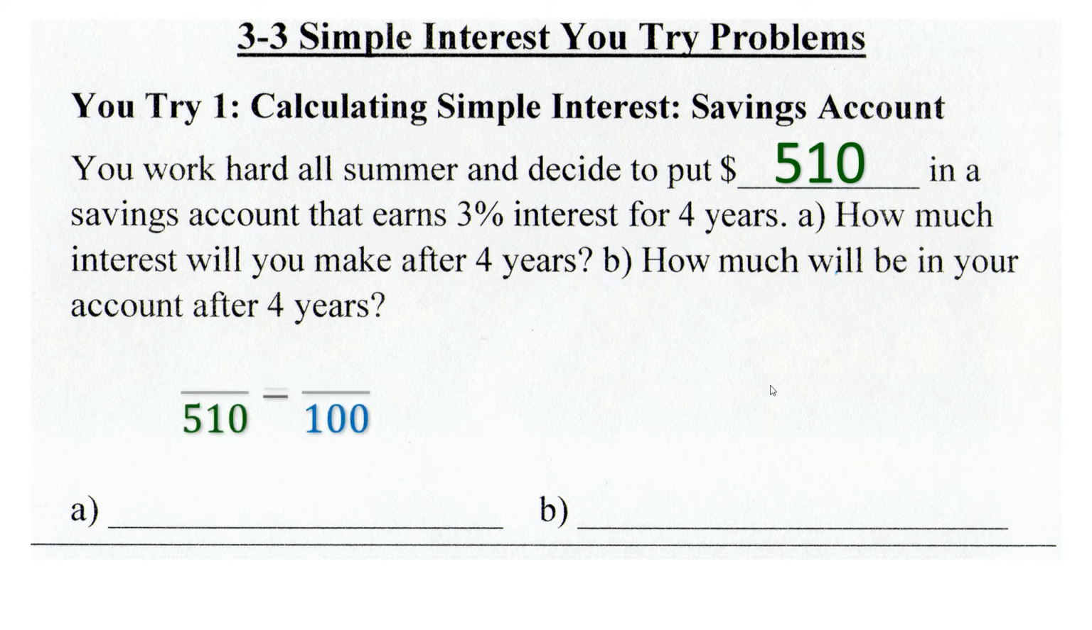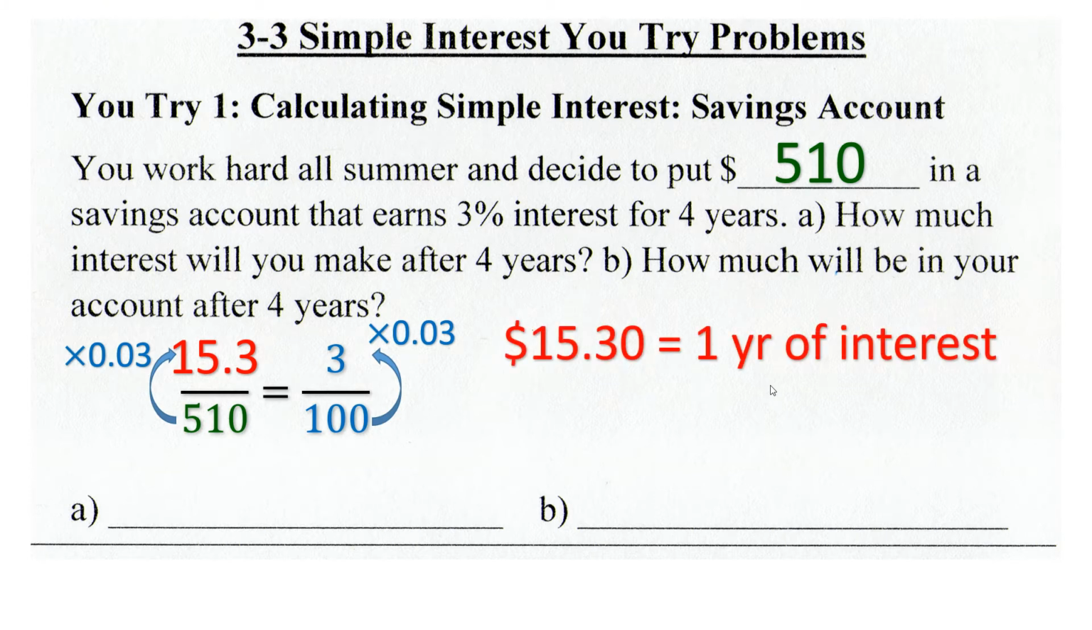So hopefully you tried the problem and now you're seeing how you did. So we're going to find 3% interest of a deposit of $510. So 3% is 0.03 as a decimal. 510 times 3% is 15.3. So for money, that is $15.30. And that is how much the account will earn after 1 year. Now it says the money is going to stay in the account for 4 years. So the total interest after 4 years would be $15.30 times 4, which gives us $61.20. So that is the answer to part A because that's how much interest will be made after 4 years.